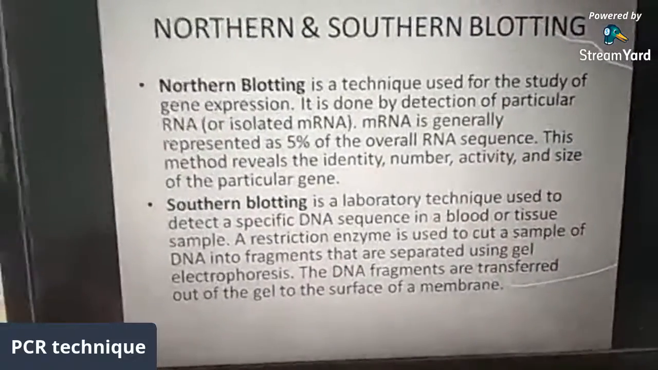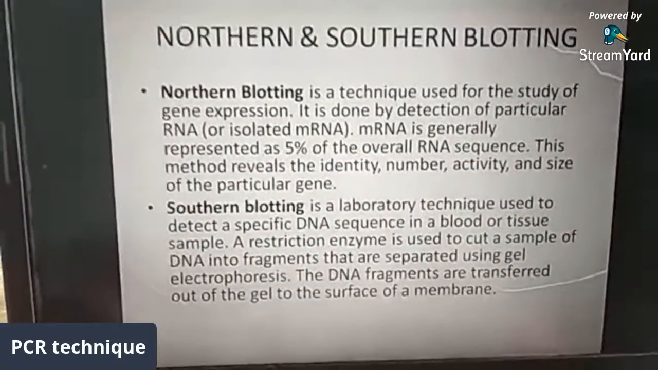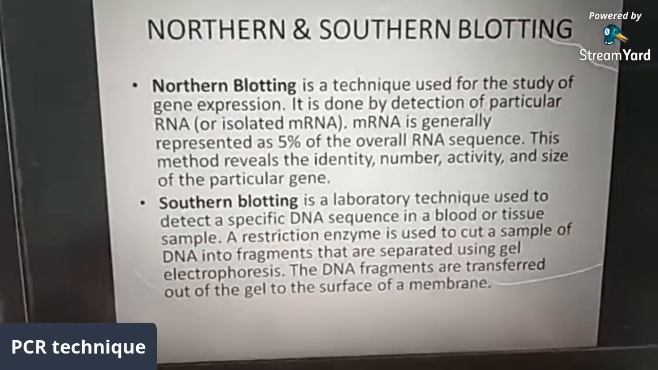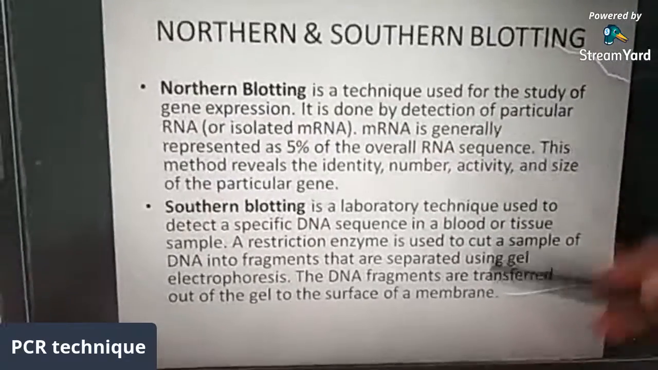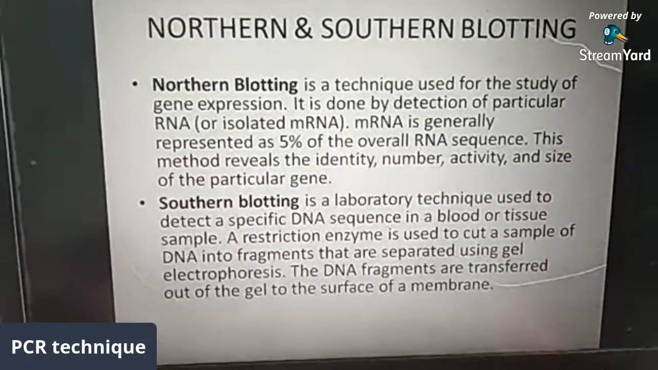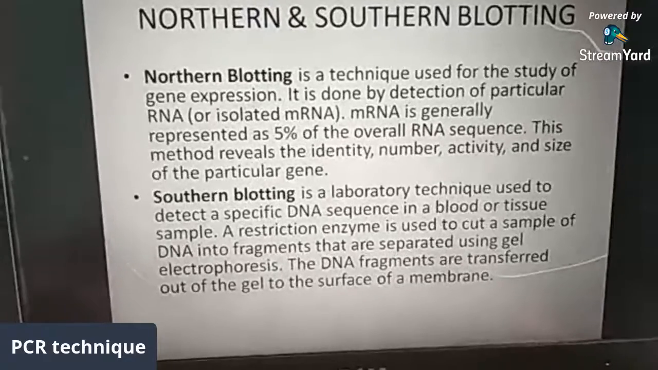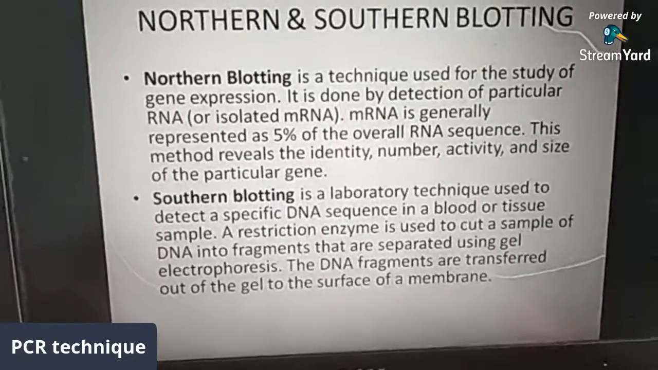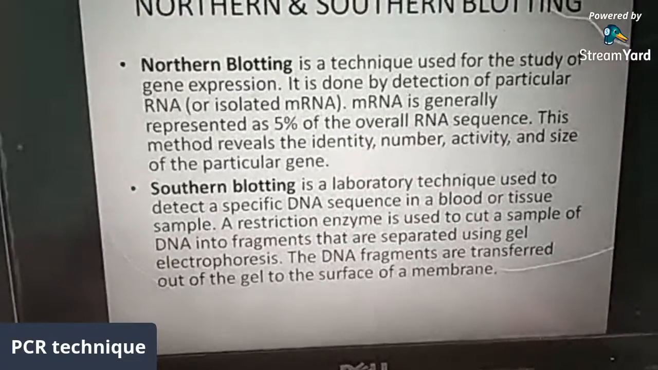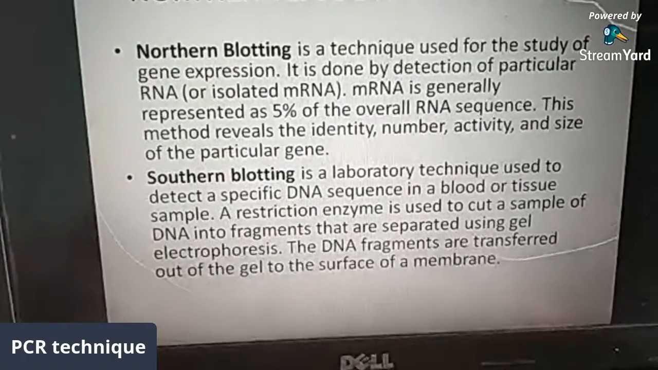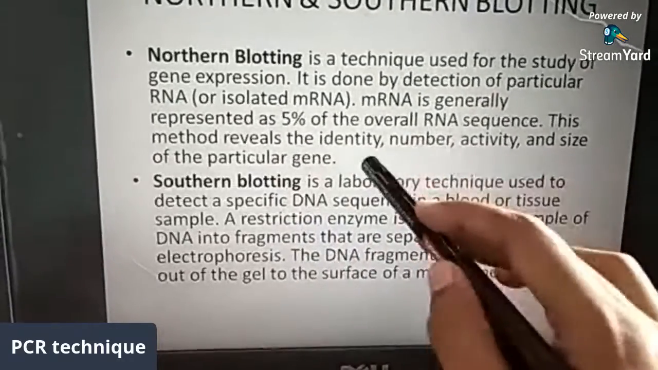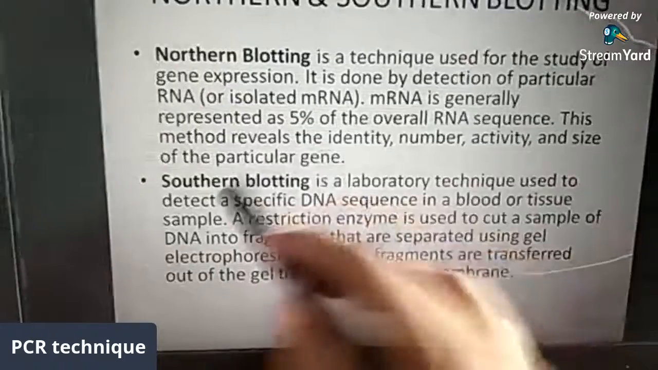And the next is the northern and southern blotting. So this northern blotting is a technique used for the study of gene expression. These two are very important for your 2 marks question, this northern blotting and the southern blotting. Okay. Northern blotting is a technique used for the study of gene expression. It's done by detection of a particular RNA. mRNA is generally represented as 5% of the overall RNA sequence. This method reveals the identity, number, activity, and size of the particular gene.